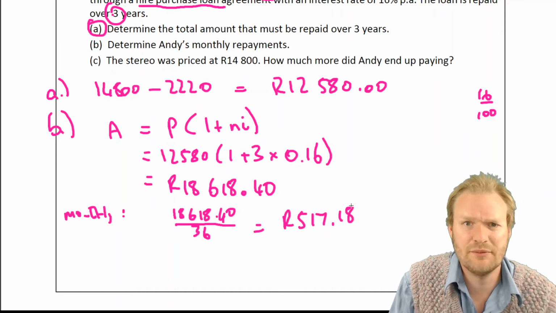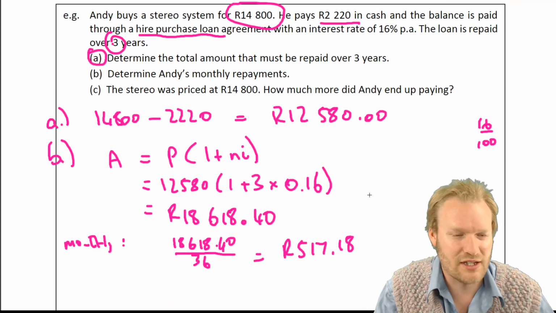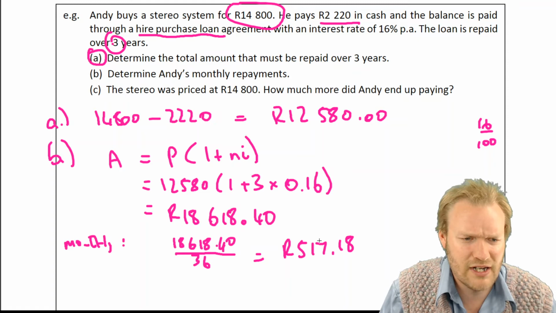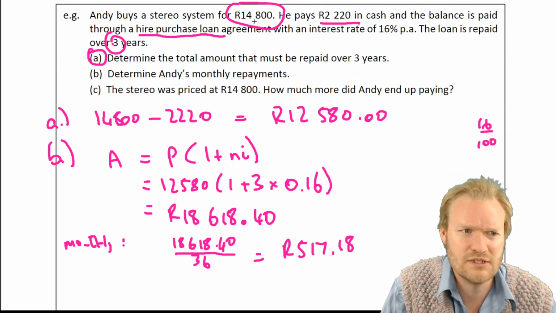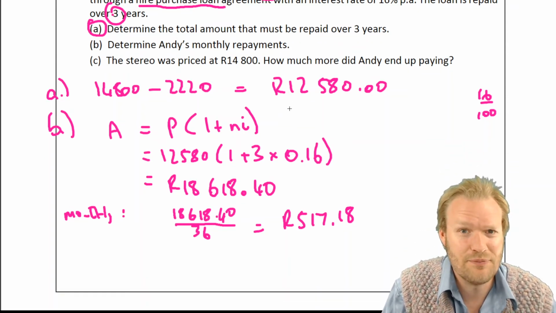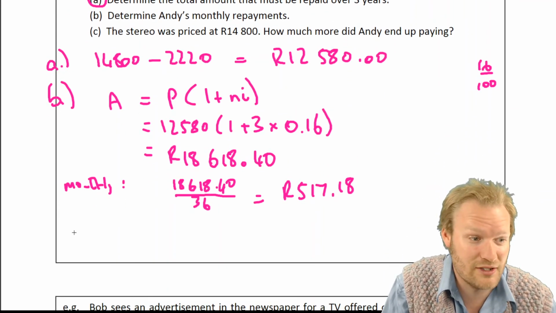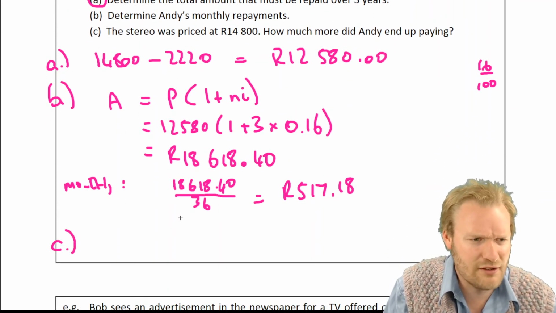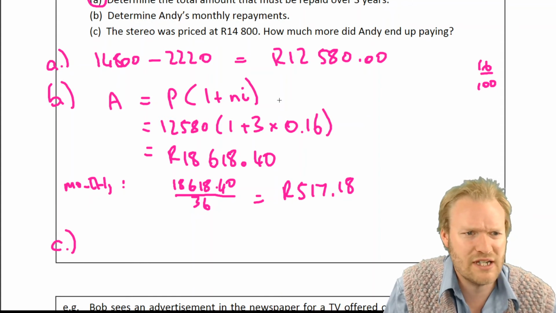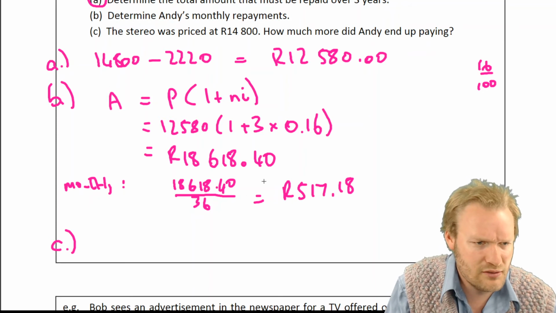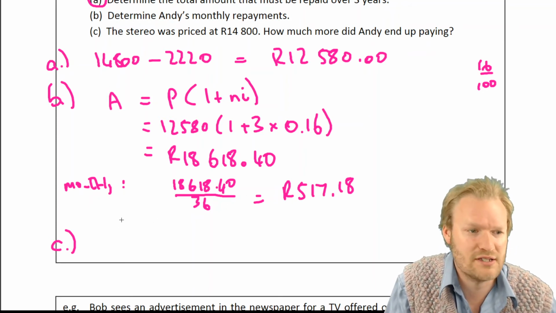517.18. So that's how much Andy's paying every month to get that stereo system. Seems like a bargain: 500 Rand for a stereo worth almost 15,000 Rand. But that's every month for 3 years, plus the 2,000 up front. And our final bit is, it was 14.8. How much more did Andy end up paying? Well, let's look at all the things that Andy spent.